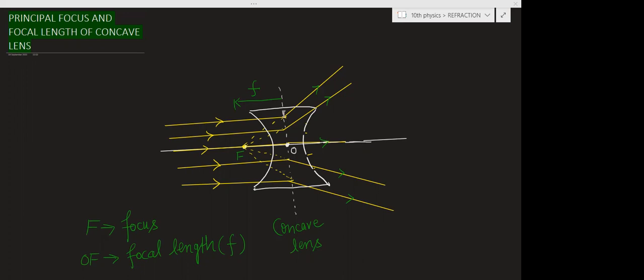Here the refraction is taking place, and after the refraction, the rays are diverging like this, and I have produced these rays backward, and in backward all the rays are meeting at a point, and this point is known as the focus. Just note it down.